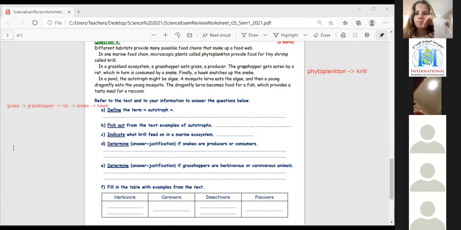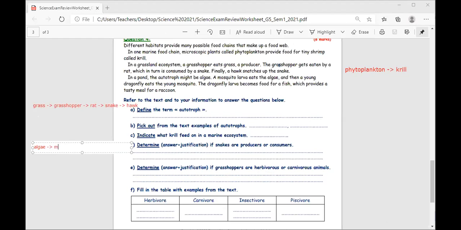In a pond, in the water also, we have an autotroph, which is the algae, a green plant. These algae are eaten by a mosquito larva, a baby mosquito. And then a young dragonfly eats the mosquito. So the mosquito is eaten by the dragonfly.